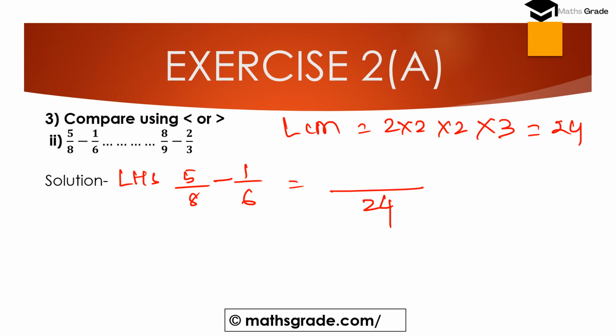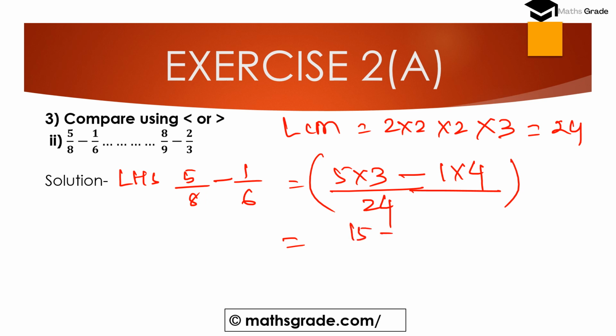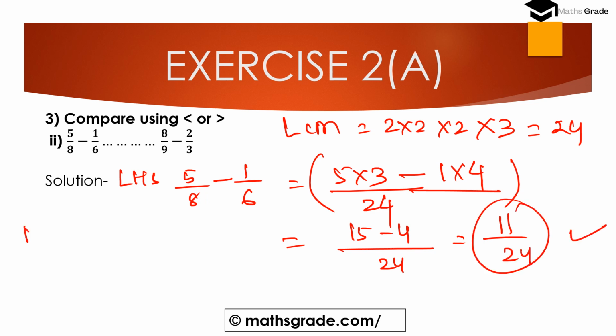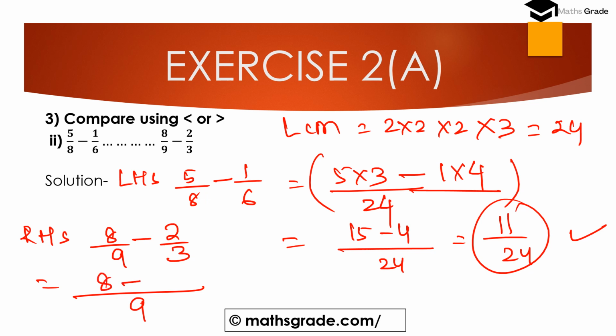Now 24 divided by the denominator 8 is 3. Multiply 5 with 3, then minus. 24 divided by 6 is 4, multiply 4 with numerator 1. Here 5 times 3 is 15 minus 4 divided by 24, 11 divided by 24 is the answer. Then find the RHS value, 8 divided by 9 minus 2 divided by 3. Here LCM is 9. 9 divided by 9 is 1, 1 multiplied with 8 is 8, minus 9 divided by 3 is 3, 3 multiplied with 2 is 6. 8 minus 6 is 2 divided by 9.